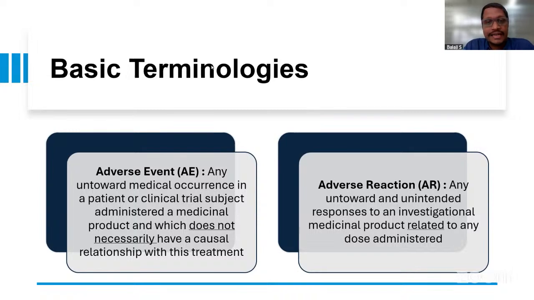Then adverse reaction, which is any untoward or unintended response to a medicinal product related to any dose administration. So which is related, that means there is a causal relationship between the drug and the event, at any dose that is administered, to be considered as an adverse reaction.